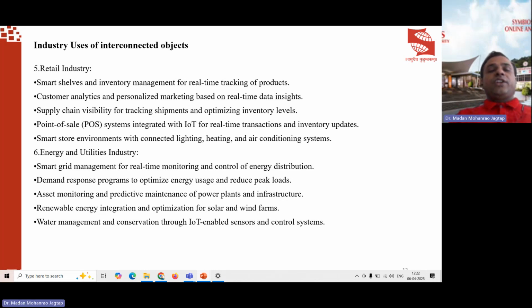Then smart store environments with connected lighting, heating, and air conditioning systems. So in a smart store, we can connect lighting. As per requirement, we can control the lighting. We can do heating and air conditioning in the stores. So these are uses of interconnected objects.